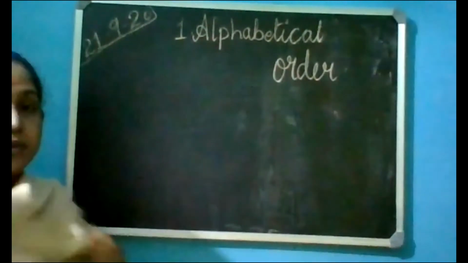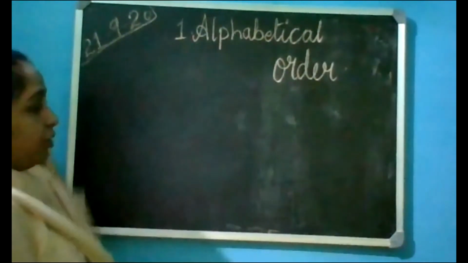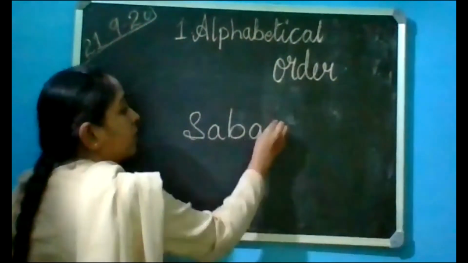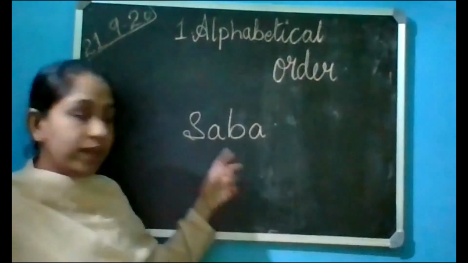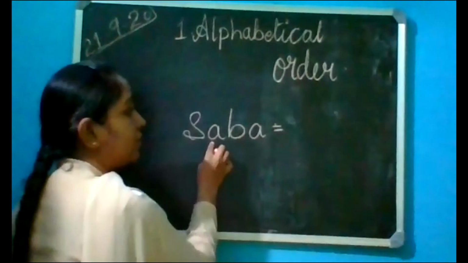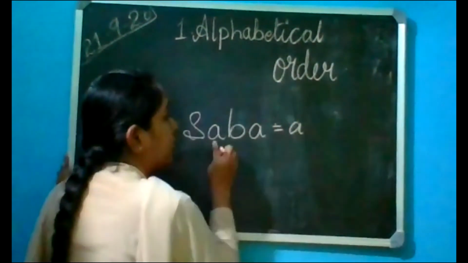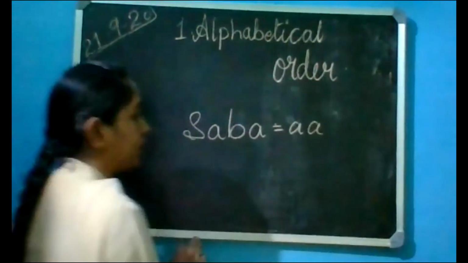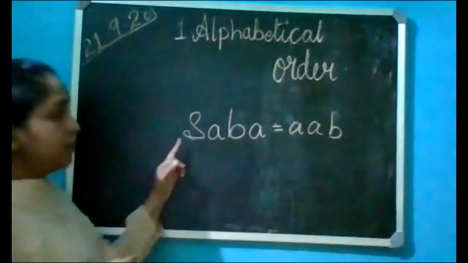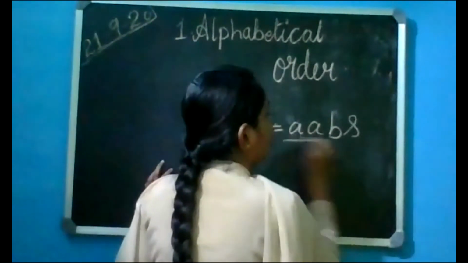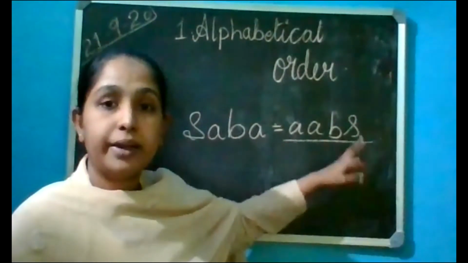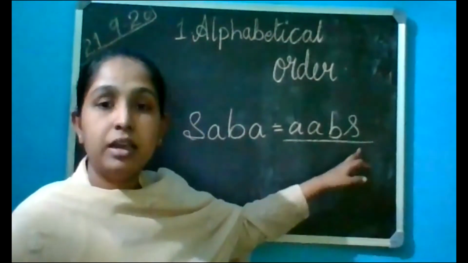So for example, if I am going to write the name Noor Sabha. Sabha is there in our class, right? If I'm writing Sabha here, which letter will come first? A will come. There are two A's, so I'm going to write 2A here. Then which letter will come? I will write B. Then which letter will come? S. So this is the pattern of writing in alphabetical order.